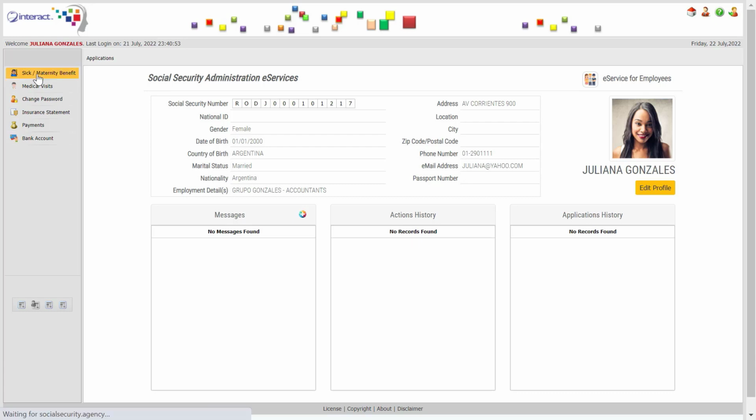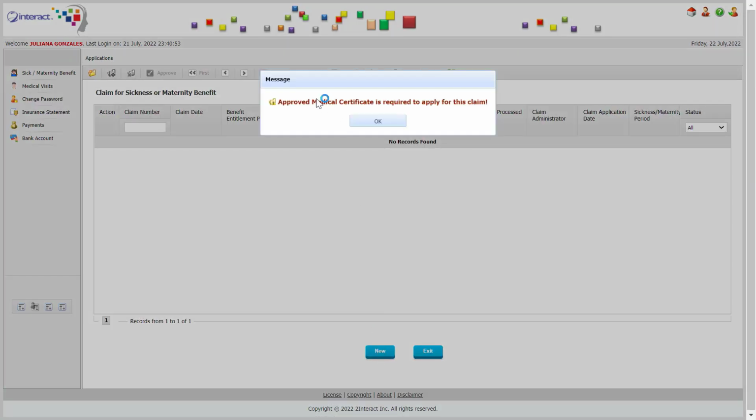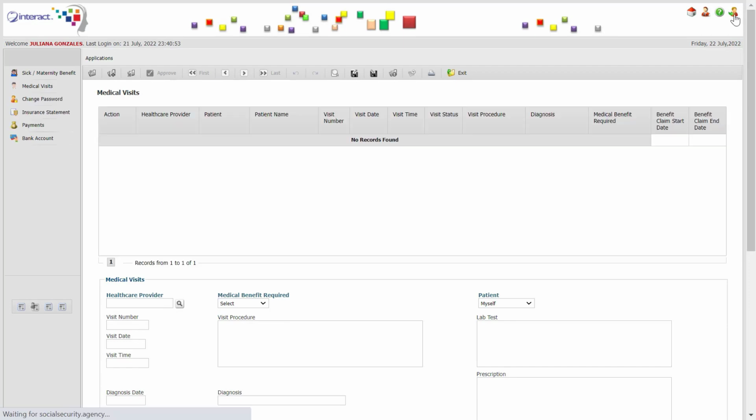Now, if Juliana were to go in and try to request a sickness benefit, you will notice that the system is telling her she needs to first have a medical certificate to do so. Her option then is to either go and schedule a medical visit through the system, or she may instead have gone straight to her doctor as a first step.